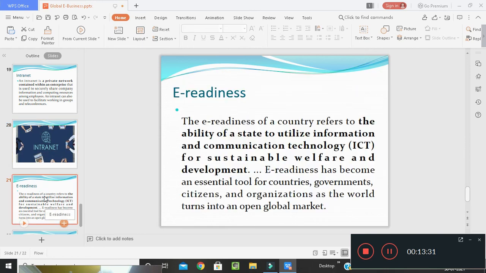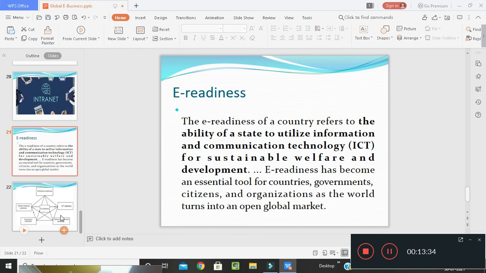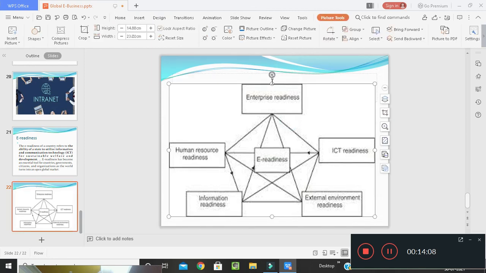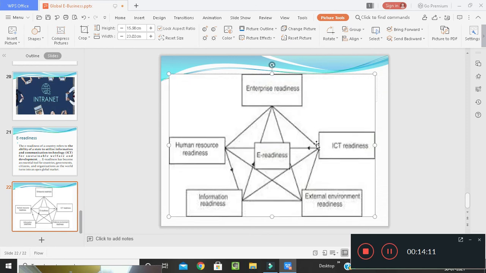In simple terms, what do you mean by e-readiness? The e-readiness of a country refers to the ability of a state to utilize information and communication technology, that means ICT, for welfare and development. E-readiness has become an essential tool for countries, governments, citizens, and organizations as the world turns into an open global market. If you see here the work of e-readiness, you can understand it covers ICT, external environment readiness, information readiness, human resource readiness, and the last one is enterprise readiness. All these things connect with e-readiness.